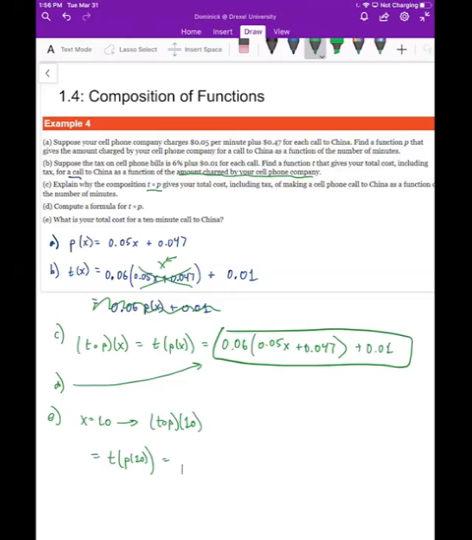So if we find P of 10, that's 0.05 times 10 plus 47, so 0.47, right? I realize I have an extra 0 up here. That should just be 0.47, right? So this is going to be 0.50 plus 0.47. So we get that this is 97 cents.